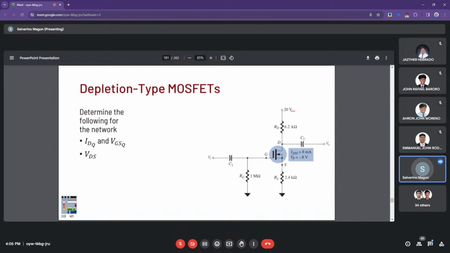Okay, so in a different problem, we will solve for the drain current and the VGS and the VDS. So in most cases for FETs, we just look for these two figures because this determines the output parameters. No? So the current at the drain and the VGS. Well, the VGS for the input and the VDS for the output.